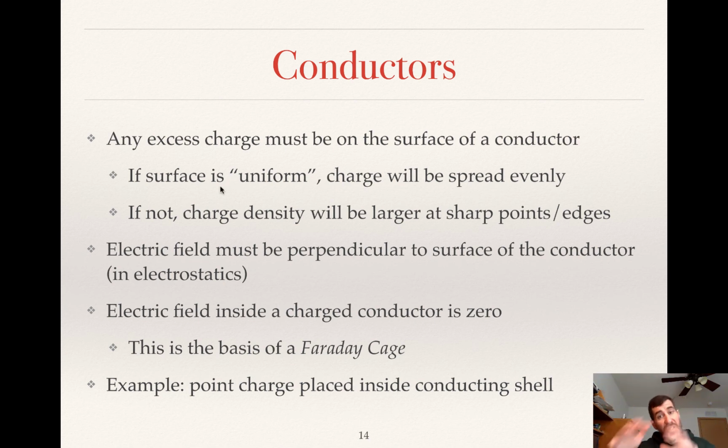So if your surface is uniform, say like a nice sphere or something, then the charge is going to be spread out evenly. If not, actually the charge density will tend to build up and it'll be larger at sharp points and edges. So imagine this is part of how a lightning rod works, right? If you have a sharp point, the charge density is larger there.